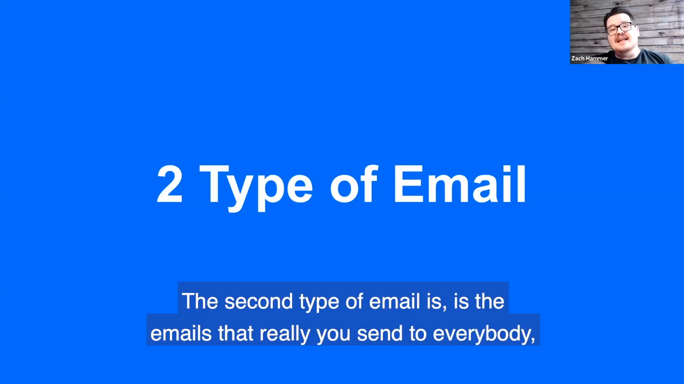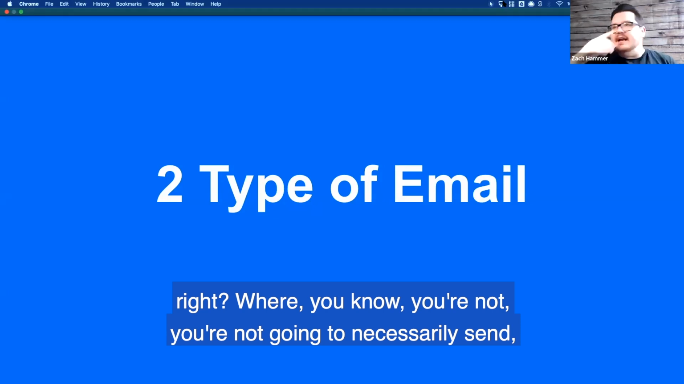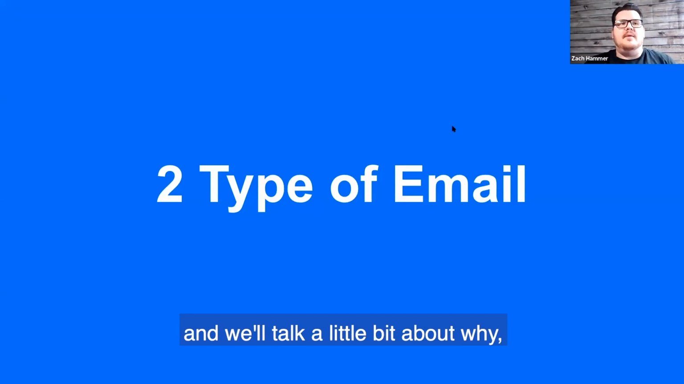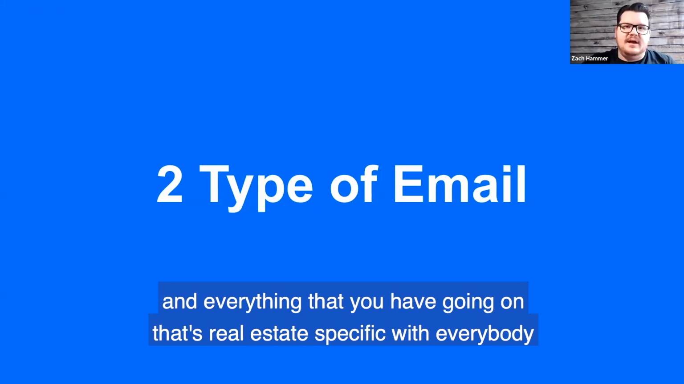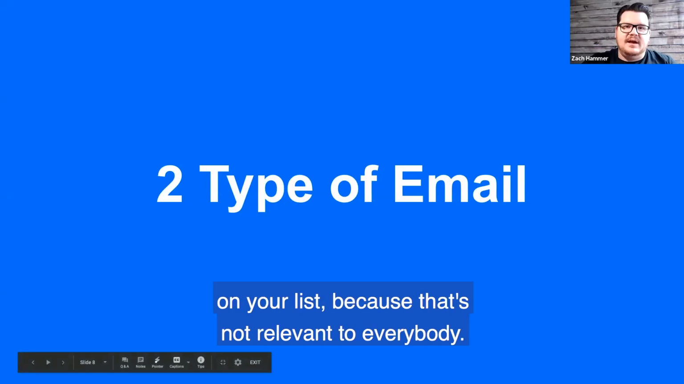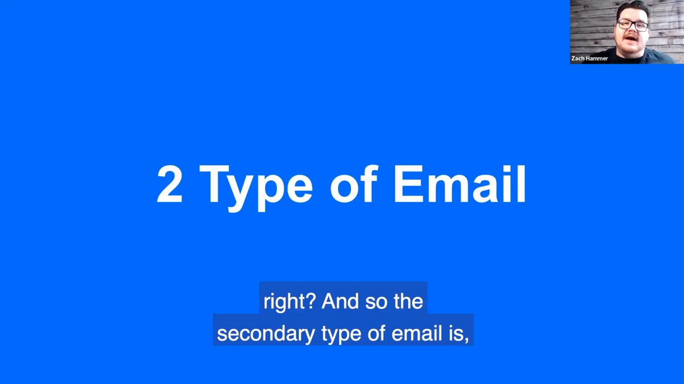The second type of email is the emails that you send to everybody, right? We'll talk a little bit about why. It's not going to make sense for you to share every open house and every listing and everything real estate specific that you have going on with everybody on your list, because that's not relevant to everybody. If somebody isn't looking to buy a house, they don't care about your listings, right?